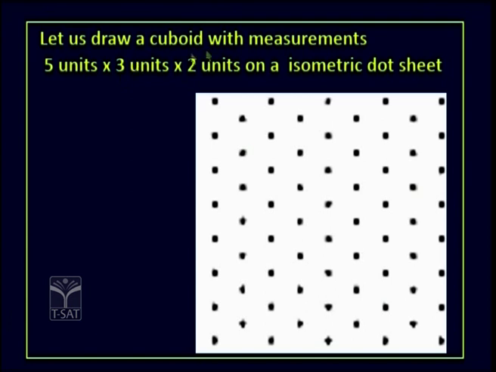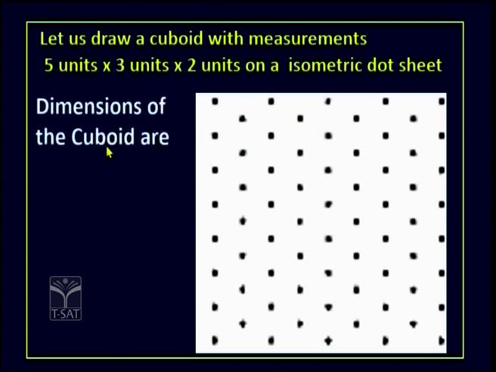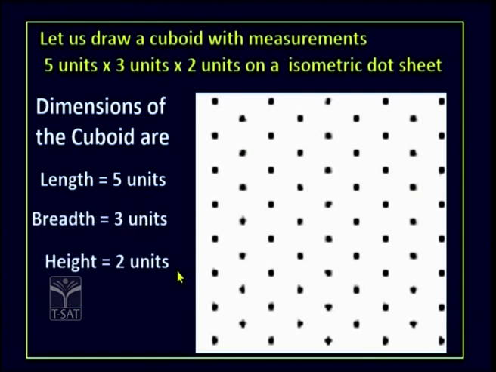Children, let us draw a cuboid with measurements 5 units into 3 units into 2 units on an isometric dot sheet. Children, the dimensions of the cuboid are length 5 units, breadth 3 units, height 2 units. Now, what you have to do, children? As length is 5, we have to join 5 points. So, starting 1, 2, 3, 4, 5. Including the starting point, you have to take 6 points, children.